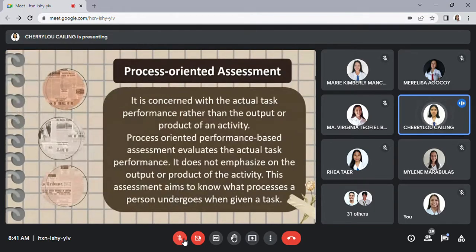Now, we will tackle our topic, which is the process-oriented assessment. Process-oriented assessment is concerned with the actual task performance rather than the output or product of an activity. Process-oriented performance-based assessment evaluates the actual task performance. It does not emphasize the output or product of the activity. This assessment aims to know what processes a person undergoes when given a task.